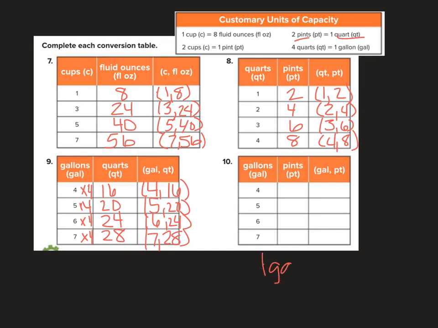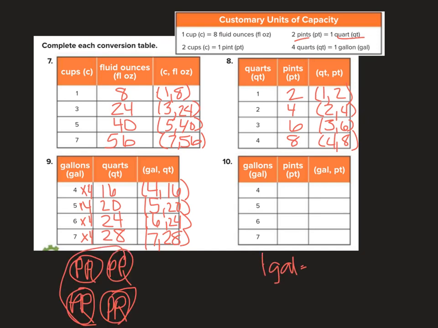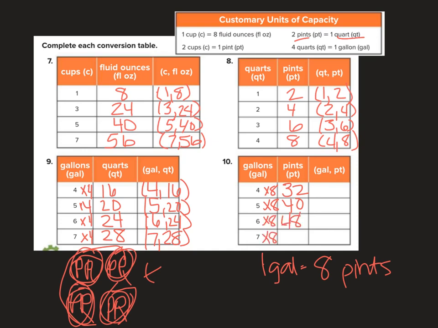Okay, gallons to pints. 1 gallon equals... Help us out, I drew our little guy here. So how many P's are in our big G? 2, 4, 6, 8. 1 gallon equals 8 pints. Okay, so that means 4 times 8. Multiply all these by 8. 4 times 8 is 32. 5 times 8 is 40. 6 times 8 is 48. 7 times 8 is 56. All right, and that's all for this one. Not too bad, I did it in less than 2 minutes.